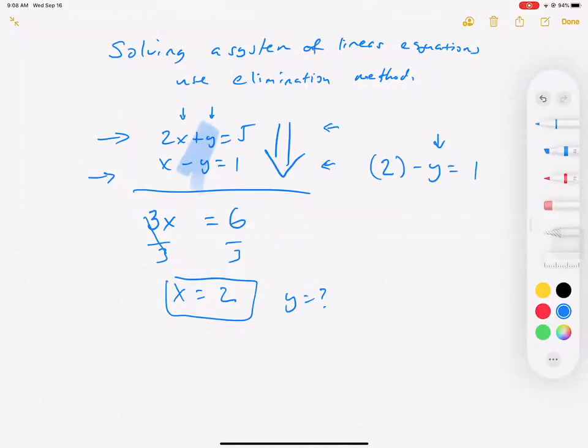Instead of thinking about two things I don't know, I only need to think about the one thing I don't know. So we minus 2 from both sides. Negative y is equal to negative 1. Then we can divide both sides by negative 1 or multiply both sides by negative 1, whichever one you want to choose. y is equal to 1.